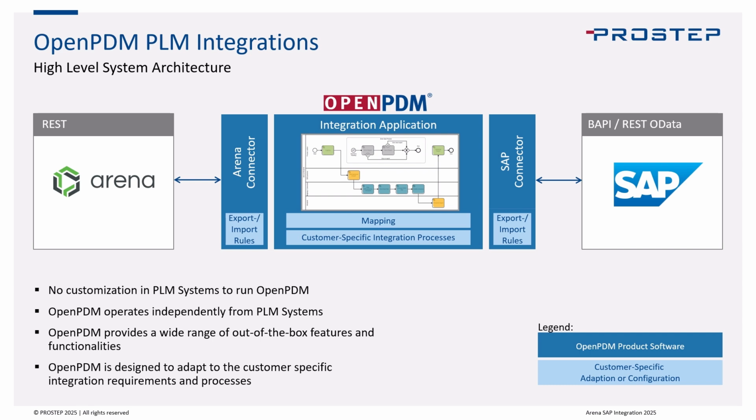The high-level system architecture for this solution looks something like this. On the left-hand side, we have Arena that has a RESTful interface. On the right-hand side, SAP S/4HANA with a REST OData interface. And then in the middle, we have the OpenPDM integration application. That includes microservices for the Arena connector, the SAP connector, the BPMN workflow engine that you see there. That's the OpenPDM process service, as well as a mapping service. And these can all be configured for the specific customer business integration requirements or processes that you need.